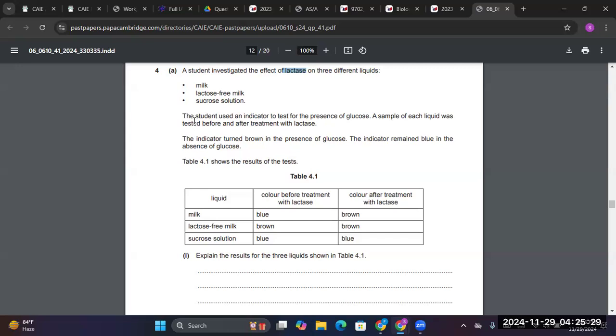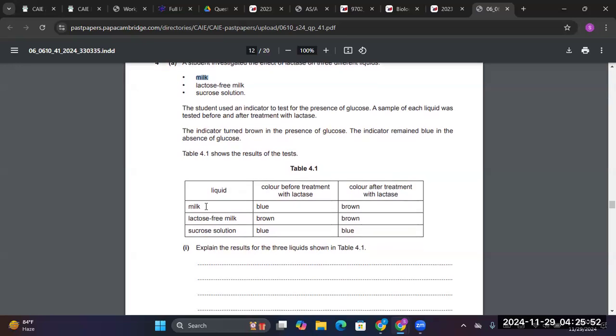The student used an indicator to test for the presence of glucose. A sample of each liquid was tested before and after the treatment with lactase. So, for example, in milk, these are the results. The indicator turned brown in the presence of glucose. If there is no glucose, then the solution will stay blue. So in milk, the solution changed color. It went from blue to brown, meaning that glucose was produced.